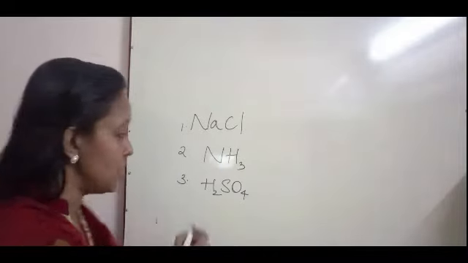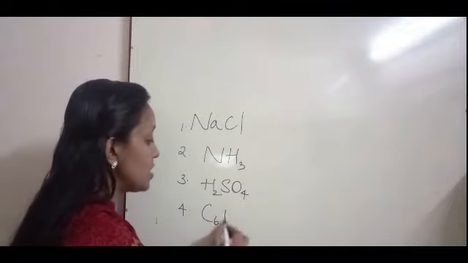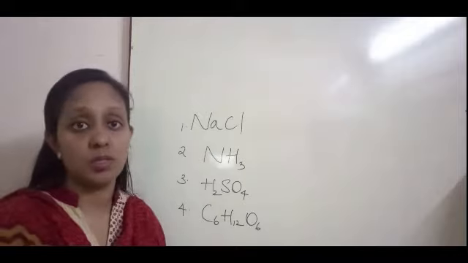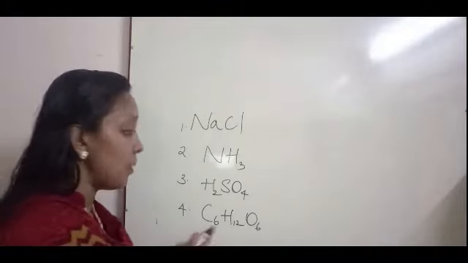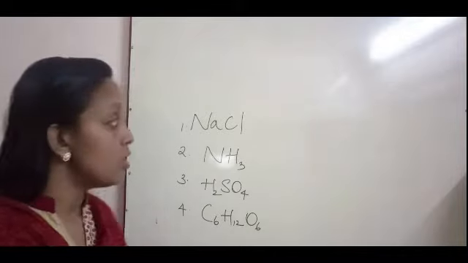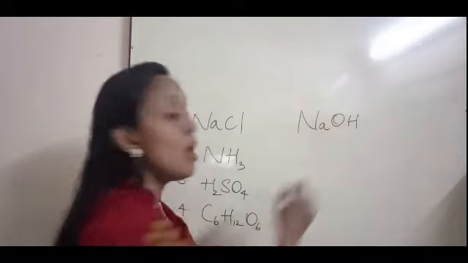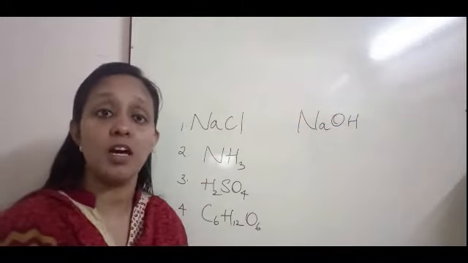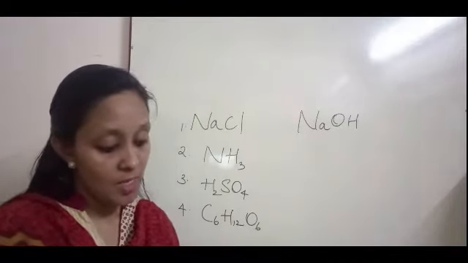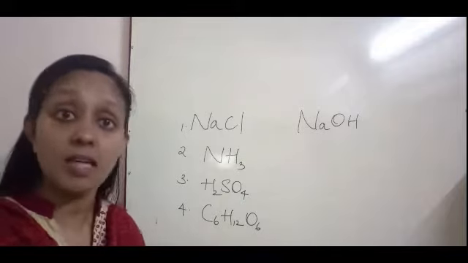Now the next compound given here is glucose. Formula C6H12O6. This is glucose. So it consists of carbon, hydrogen and oxygen. Moving on to the next one, sodium hydroxide. The formula of sodium hydroxide is NaOH. So which are the elements present here? Sodium, oxygen and hydrogen.